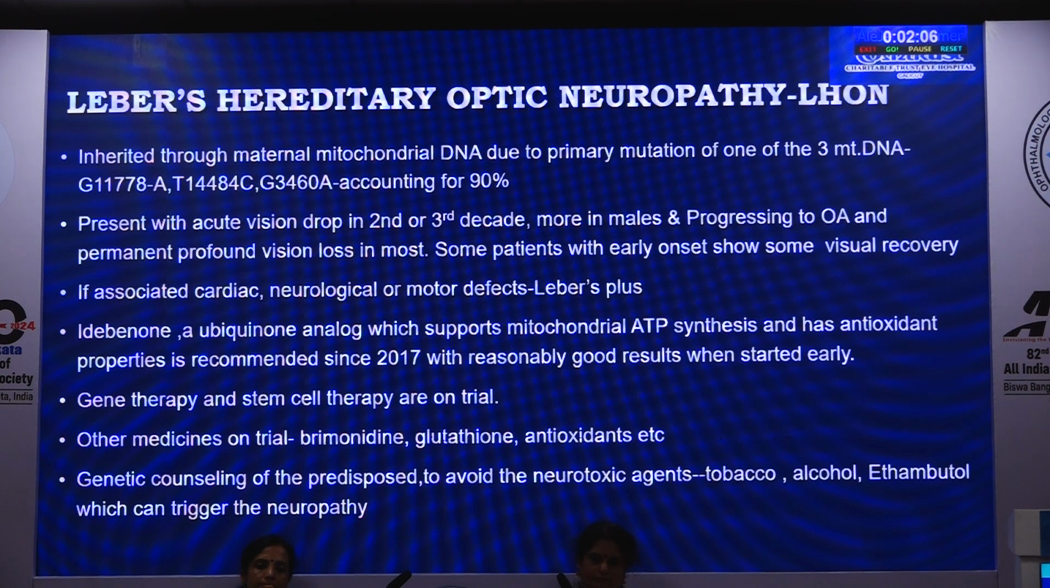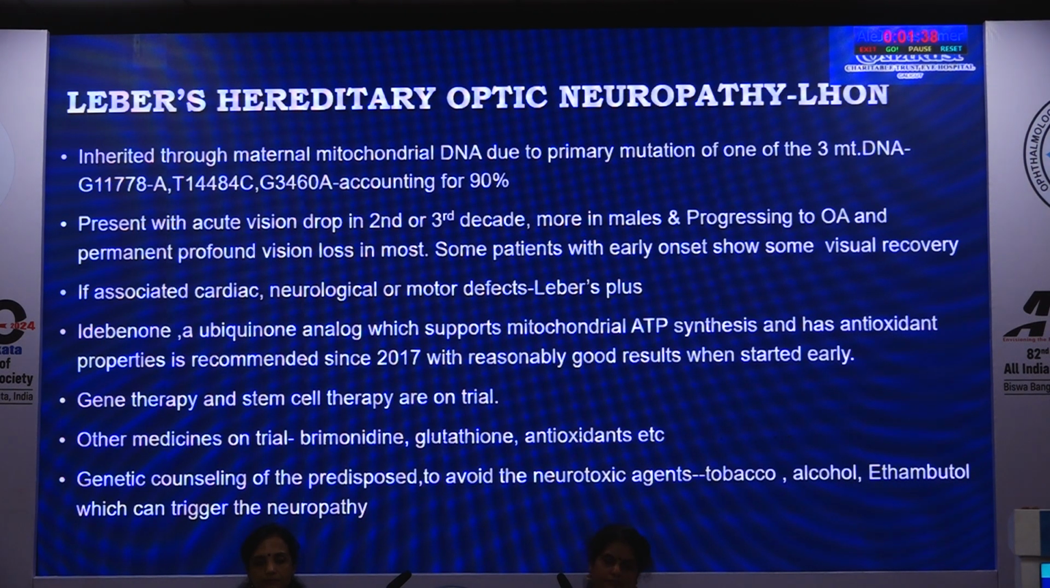When they are associated, it is called Leber's plus. Now, idebenone, a ubiquinone analog, which supports mitochondrial ATP synthesis and has an antioxidant property, is recommended since 2017 with reasonably good results when started early enough, even up to 1 year. And gene therapy and stem cell therapy are on trial. Other medicines on trial are brimonidine, glutathione, antioxidants, all to protect the mitochondrial DNA.